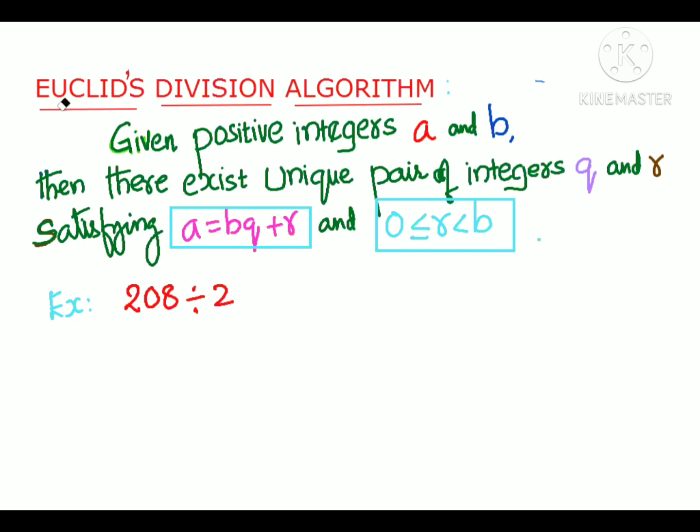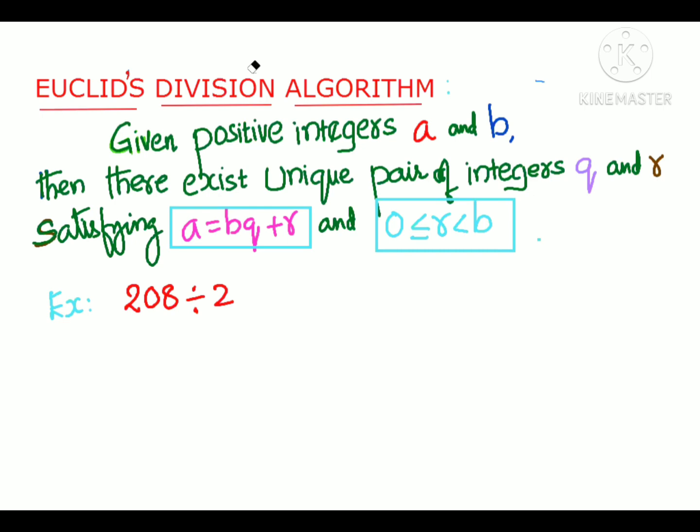Welcome to the class. In this class, we learn about Euclid's division algorithm. What is Euclid's division algorithm? Given positive integers a and b, there exists a unique pair of integers q and r satisfying a = bq + r and 0 ≤ r < b.